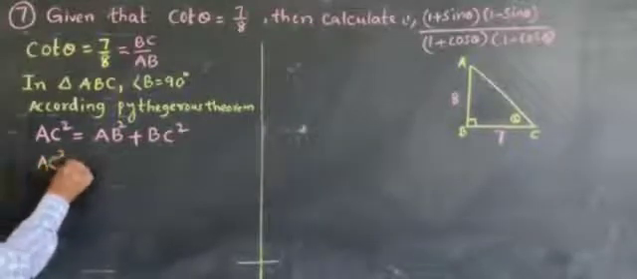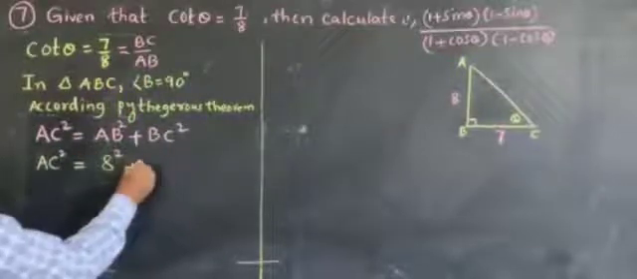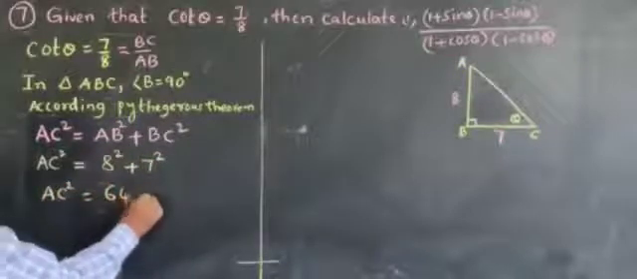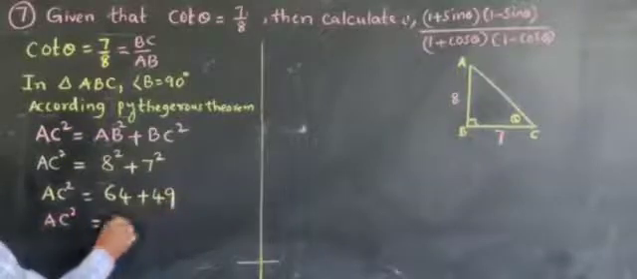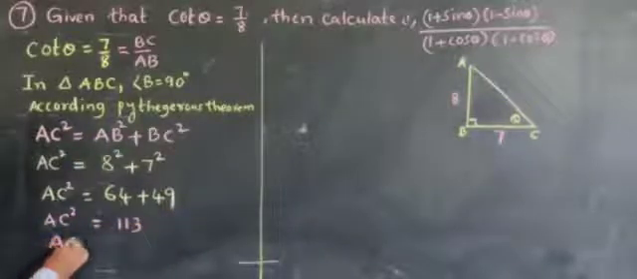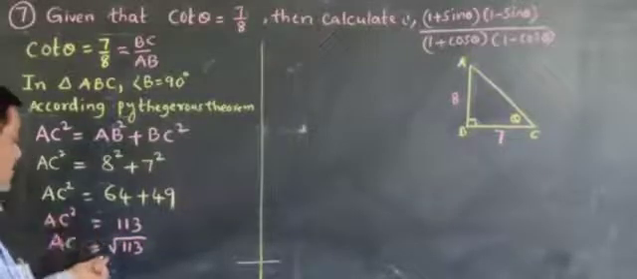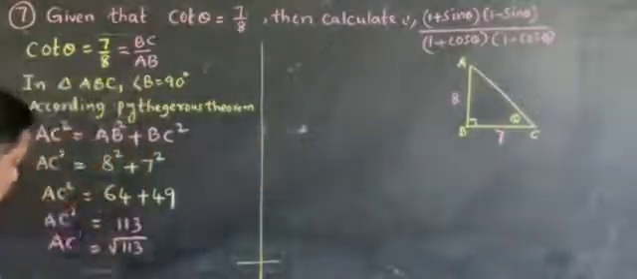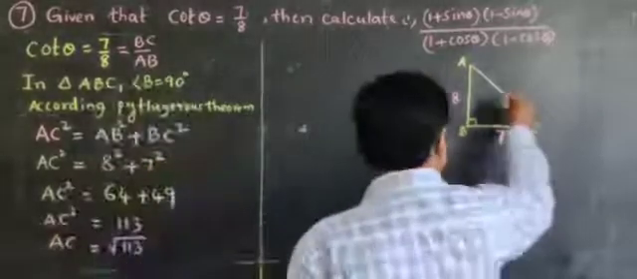Now substitute the values in place of AB and BC. So AC square is equal to 8 square plus 7 square, then AC square is equal to 64 plus 49. When I add this we get 113. When I remove the square we get root of 113. Actually, when I remove the square we get plus or minus, but AC is a length, and length is always positive. That's why AC is equal to under root of 113. Okay, we got AC also.